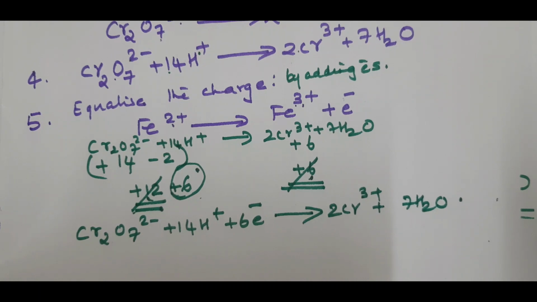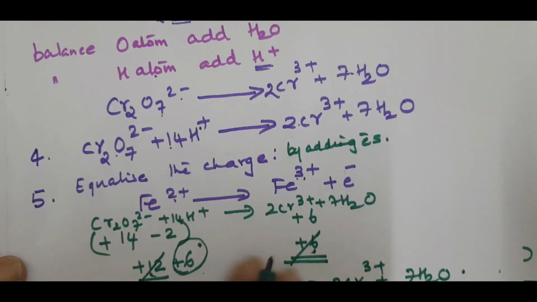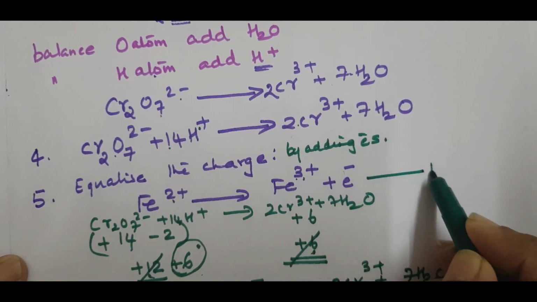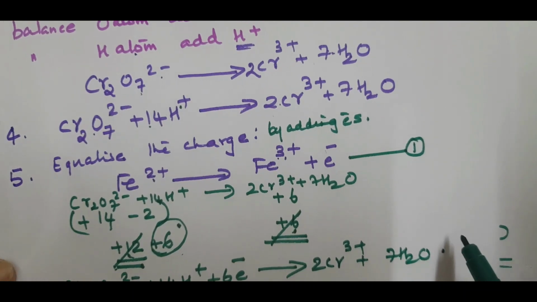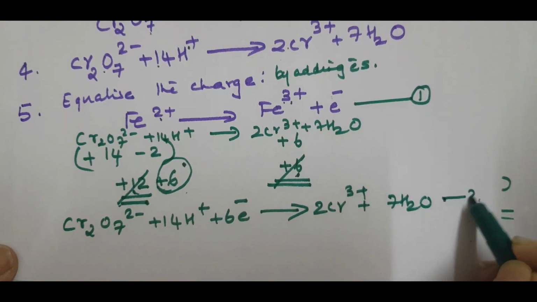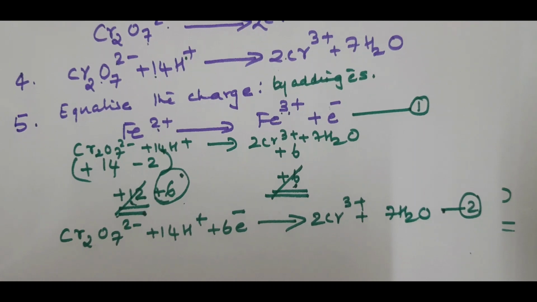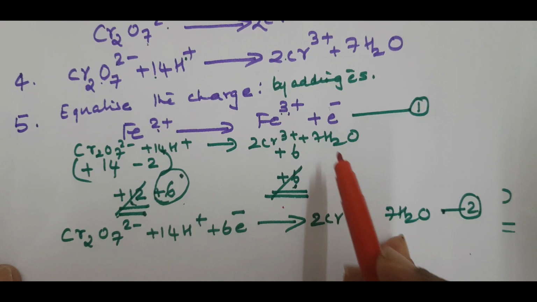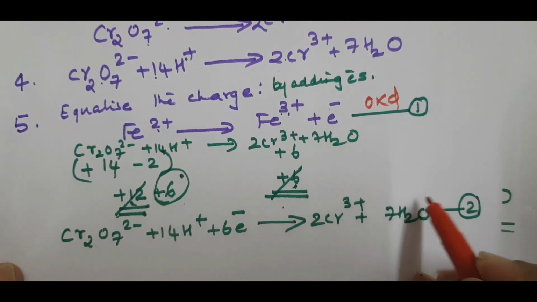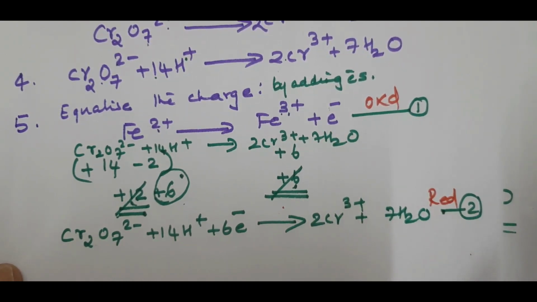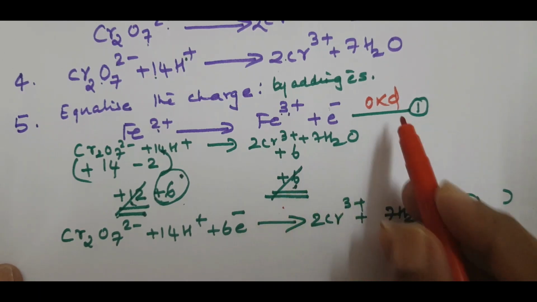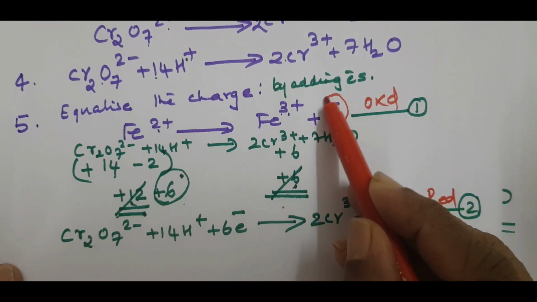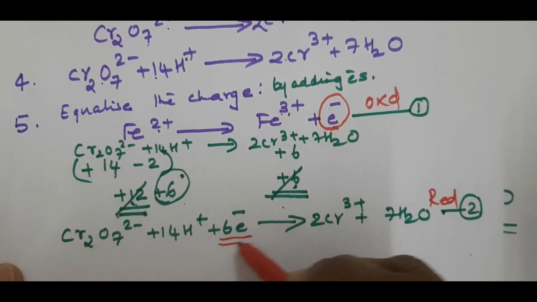Clear? Okay. Now one more thing you have to see. If I write this equation as the first equation and the second as this equation, is the number of electrons the same in these two equations? This is the oxidation equation and this is the reduction equation. Is the number of electrons the same? No. Here there is only 1 electron. Here there are 6 electrons.